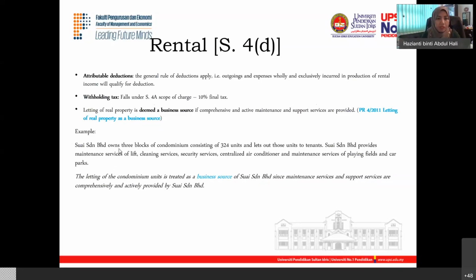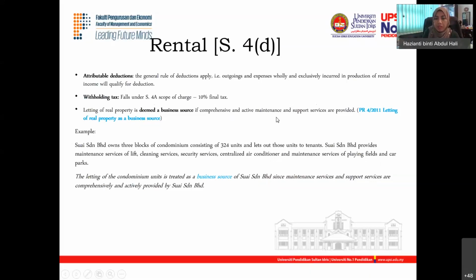So here we have Swai Sendirian Berhad. It is a company that owns 3 blocks of condominium consisting of 3 to 4 units and lets out those units to tenants. Swai Sendirian Berhad provides maintenance services of lift, cleaning service, security service, centralized air conditioner, and maintenance of playing fields and car parks. See? We are talking about comprehensive and active maintenance and support services. So in this case, the letting of the condominium units is treated as a business source, since maintenance and support services are comprehensively and actively provided.